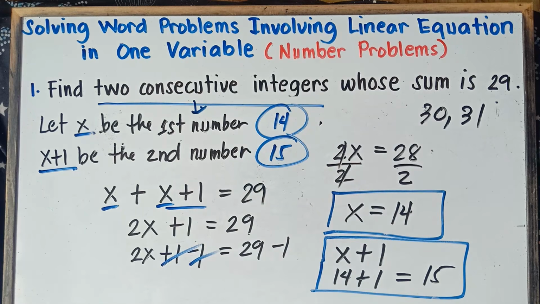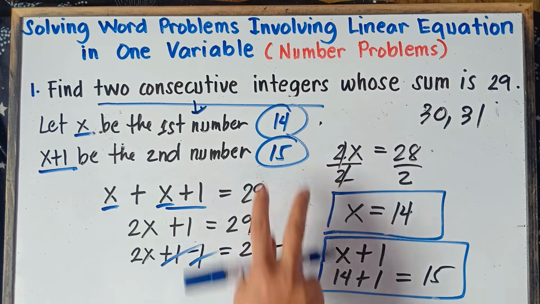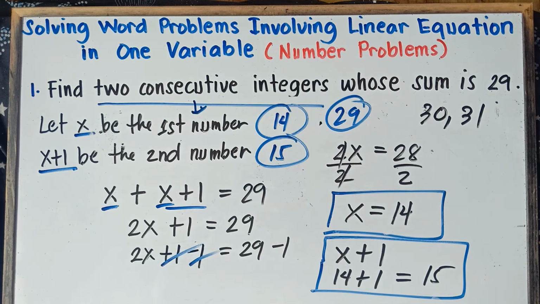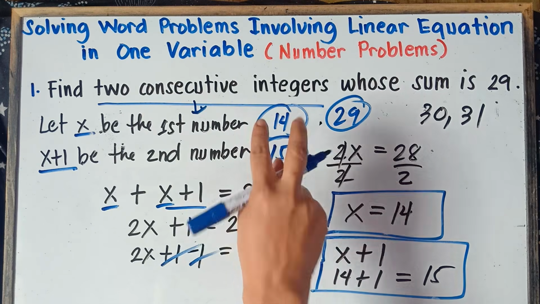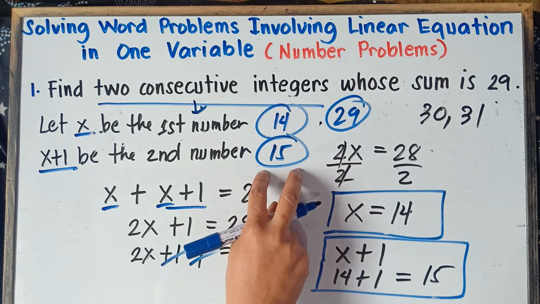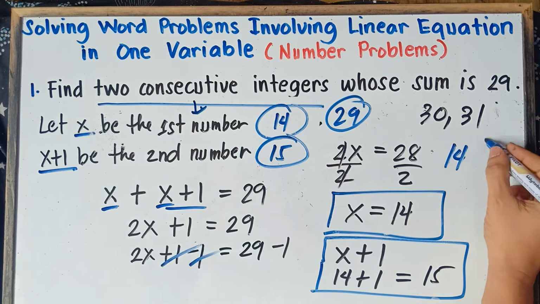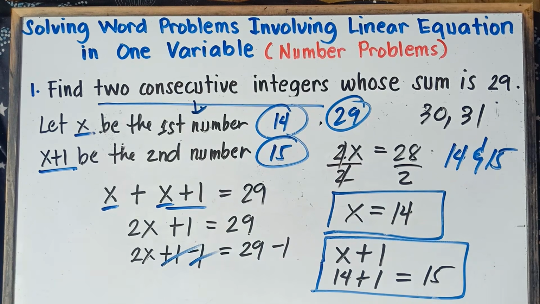If we add these, class, can we get 29? Yup, you can get 29. 14 plus 15 is 29. So therefore, class, our first number is 14 and the second number is 15. So our answer is 14 and 15. That's it, class. All set.